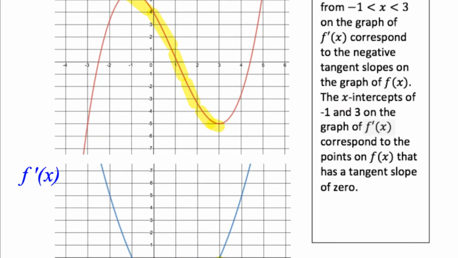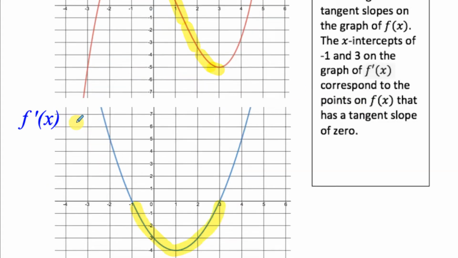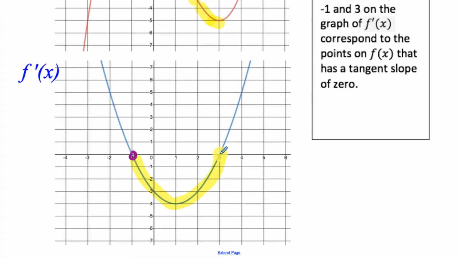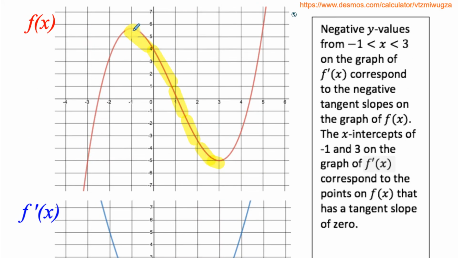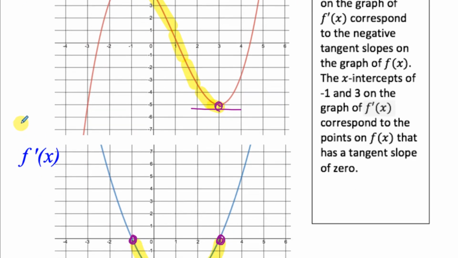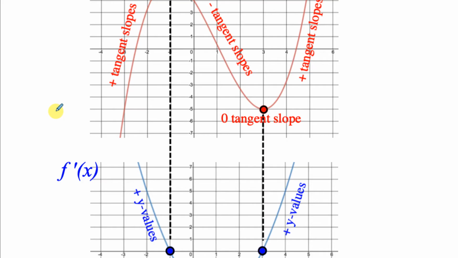And then it also says here, the x-intercepts of -1 and 3 correspond to the points on this function that if you were to draw a tangent line, they would be horizontal. So they're local max or min points. Here it's written more neatly.